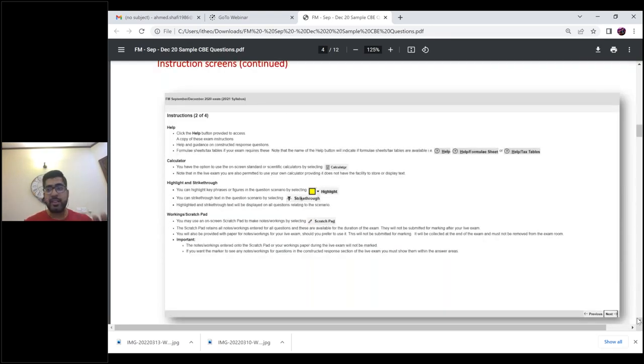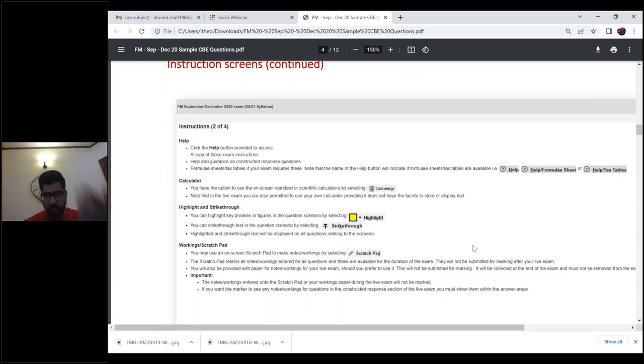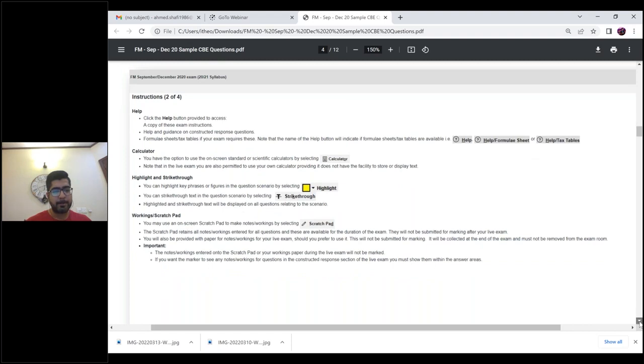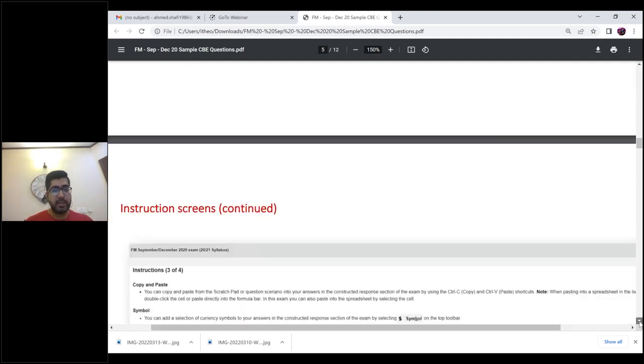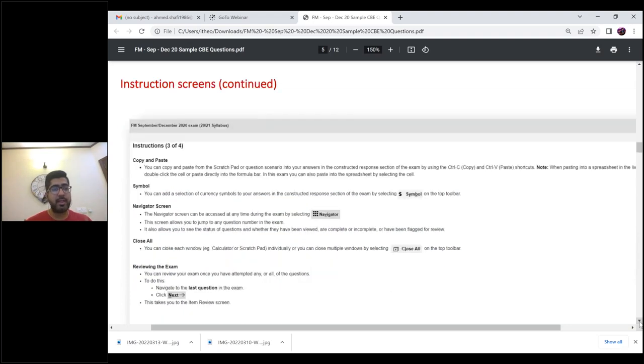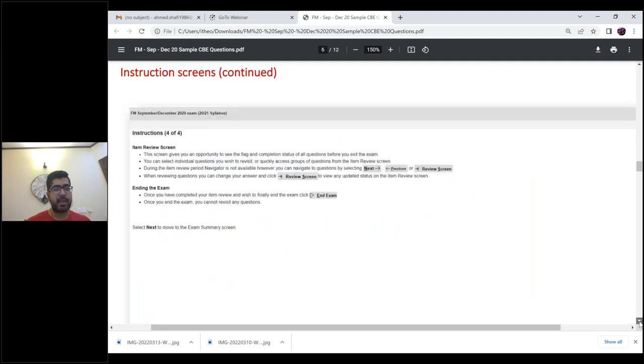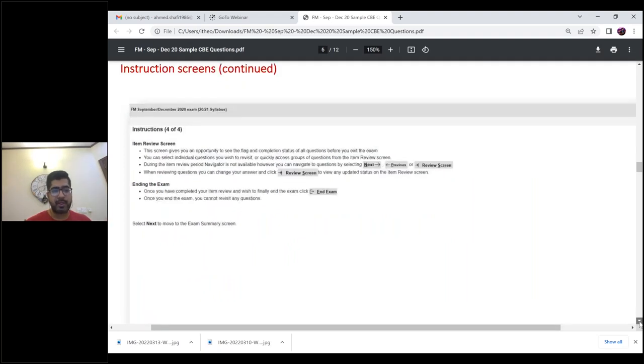Then there is another page of instructions saying that if you need help, you should click the help button. Then the calculator, where is the calculator, highlight and strike through, working and scratch pads. Every instruction is given. If you don't want to spend time reading that in the exam, you can always open the past papers on the ACCA website and read these instructions. Still on instruction screens: how to copy and paste, symbol, navigator screen, close all, reviewing the exam. This is the last instruction screen: item review, ending the exam, click next to continue to the exam summary screen.